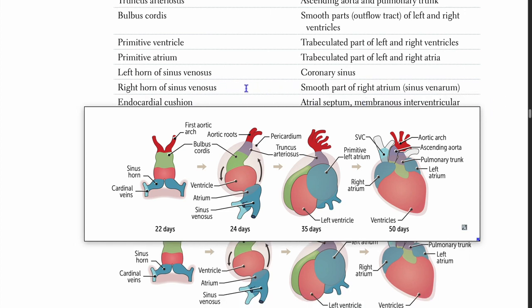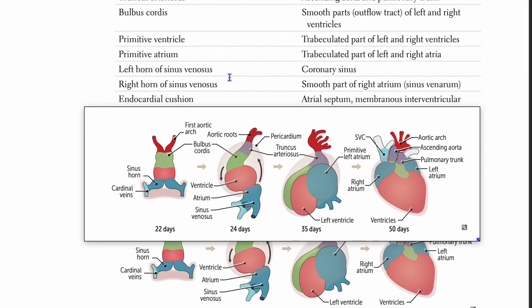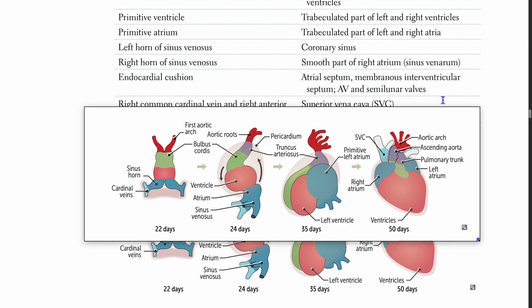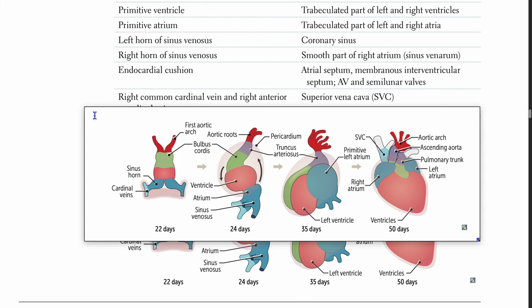I'm going through this because they don't really test you on these. So endocardial cushion, atrial septum, membranous part, or the interventricular part. We already did that one. Endocardial cushion, so it makes the septums, and the AV and semilunar valves, right? So atrioventricular and the semilunar valves.